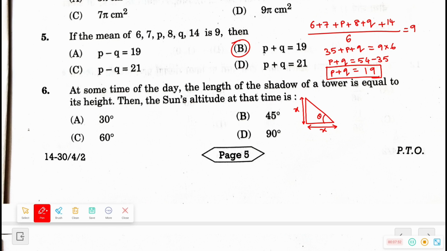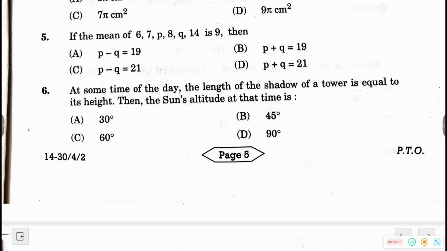But if you don't know, you can follow it like this also. Because we know opposite and adjacent, we use tan theta. Tan theta is equal to x by x, opposite by adjacent, that is 1. Tan theta is 1 at angle 45 degrees. So tan theta is equal to tan 45 degrees. So what can we write? Theta is equal to 45 degrees. So 45 degrees is correct. Option B is correct.